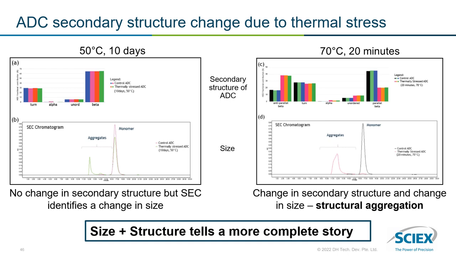By combining the SEC and the MMS data together, we see that there is most likely colloidal aggregation, but not structural aggregation in the 50C stress condition. In the 70C stress condition, we see clear structural change and the formation of intermolecular beta sheets from the MMS data. Adding the SEC data showing the size change lets us conclude that this is indeed structural aggregation.